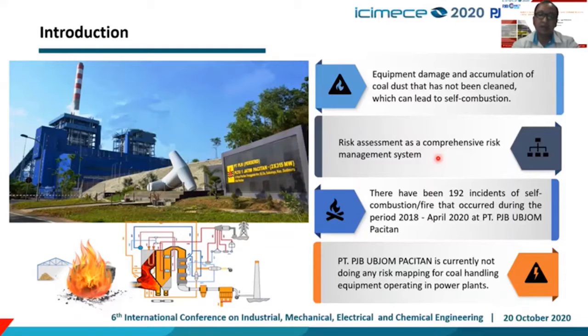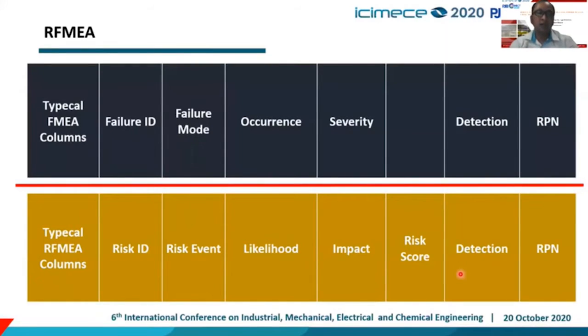And the third is that there have been 192 incidents of self-combustion or fire during the period of April 2018 until April 2020 at PJB Pacitan. And PJB Pacitan is currently not doing any risk mapping for coal handling equipment operation in the power plant. For the method, RFMEA is similar to FMEA, with the addition of risk score.